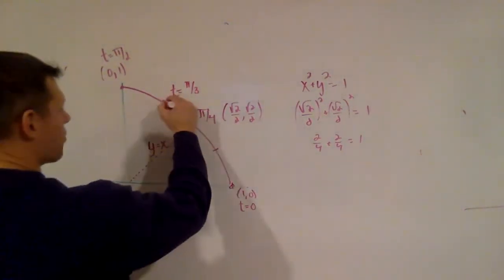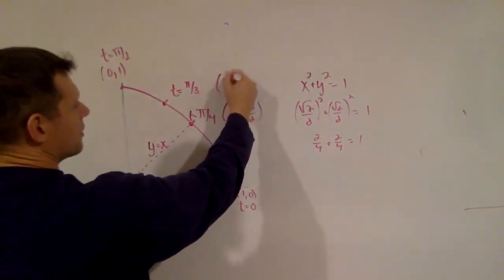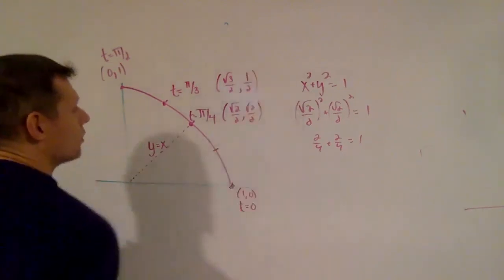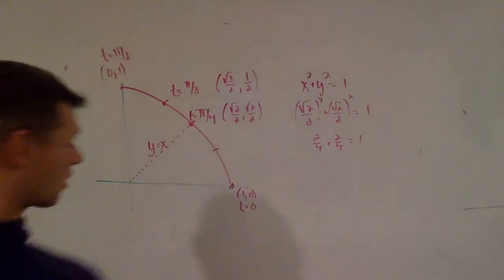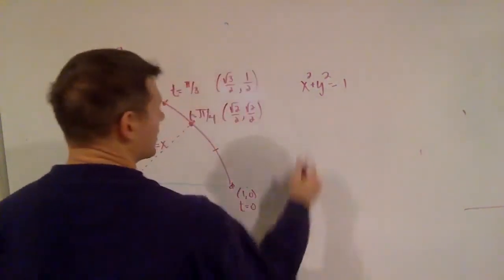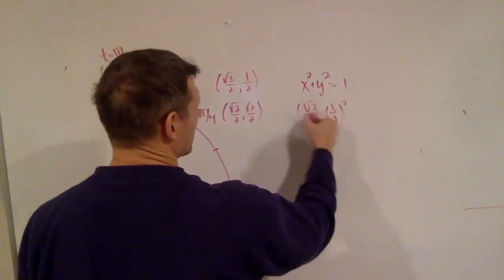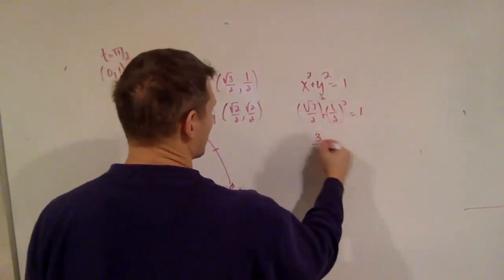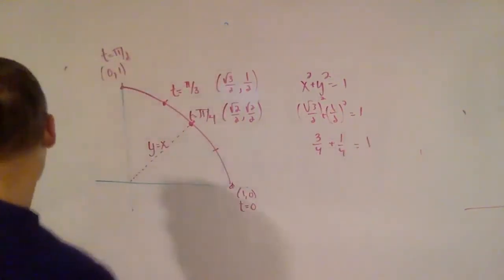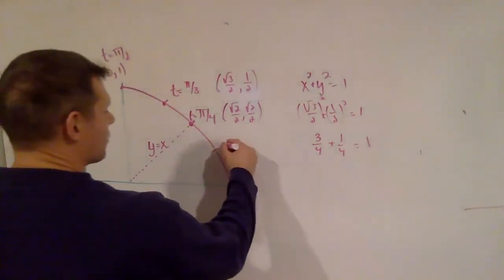What's the coordinates of this point? When I wrap a string of length pi over 3, it turns out to be root 3 over 2, 1/2. And I know that's on the circle here, because root 3 over 2 squared plus 1/2 squared equals 1. 3/4 plus 1/4 equals 1. Okay? Good. Now, what about this one?